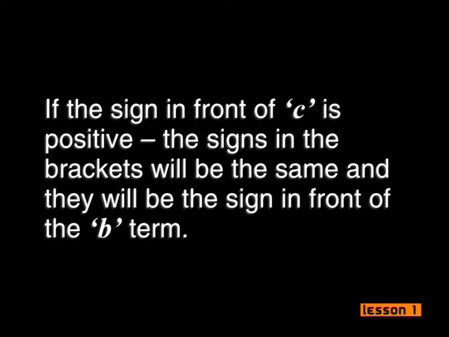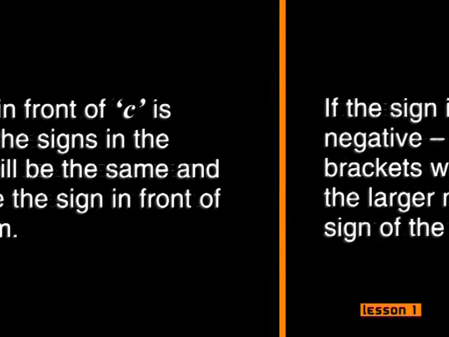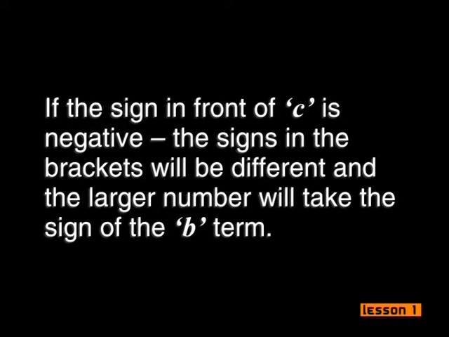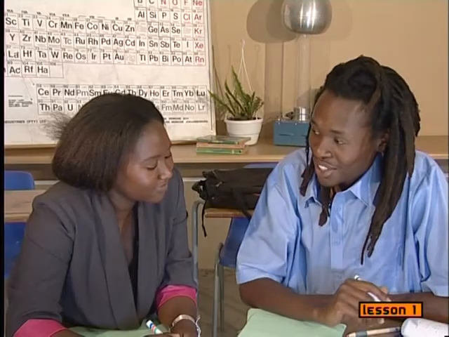If the sign in front of C is positive, the signs in the brackets will be the same, and they will be the sign in front of the B term. If the sign in front of C is negative, the signs in the brackets will be different, and the larger number will take the sign of the B term. That will make things a lot easier.